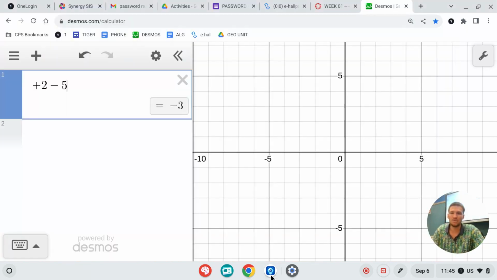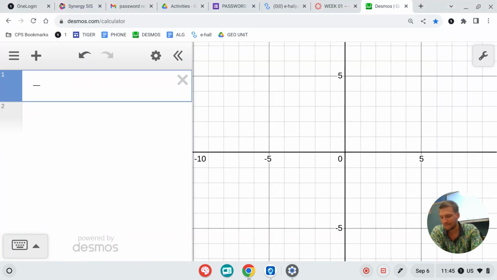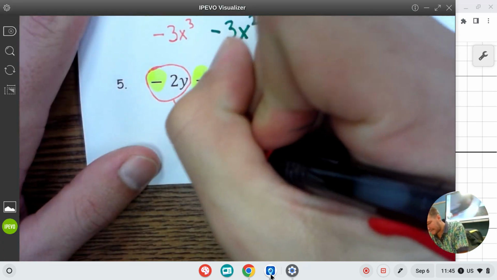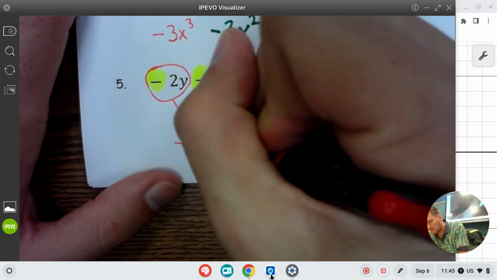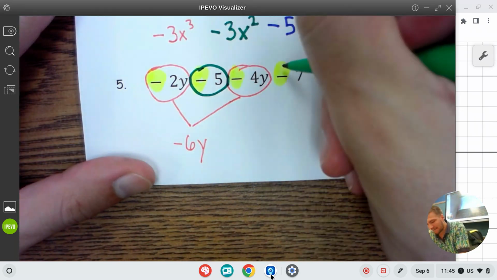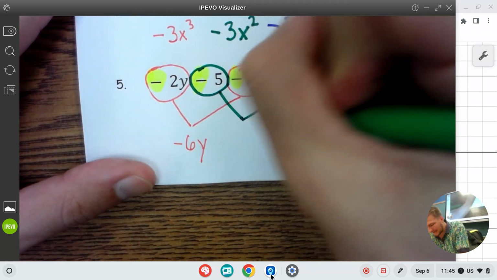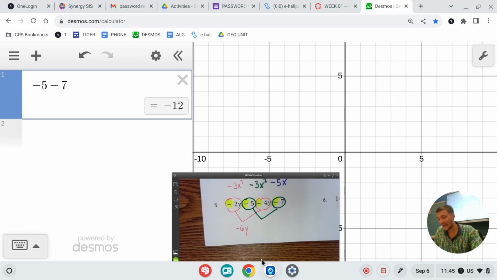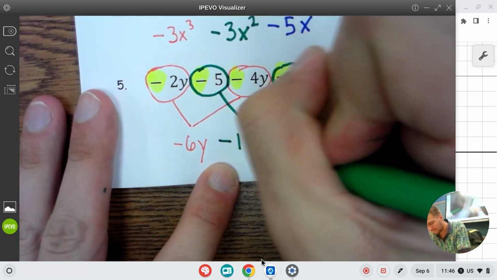I'm going to use Desmos, especially with negatives. Negative 2, don't type the y. Negative 4, don't type the y. And I got negative 6. Negative 6, that needs a y. And then I'm going to work with my negative 5 and negative 7. Again, use Desmos, especially with the negatives. There's no reason to get it wrong. It would be silly. Negative 5, negative 7. Just type it in exactly how it looks. You don't need any extra signs. Desmos says negative 12, so I'm just going to put negative 12.